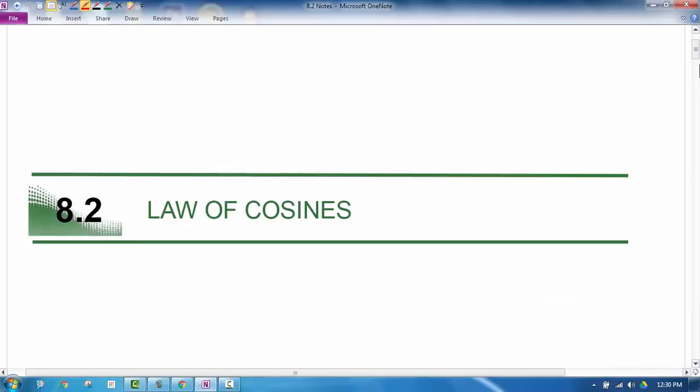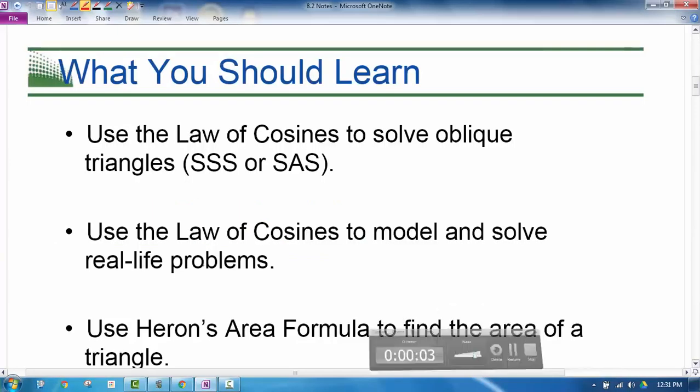Okay, the next section is 8.2 on the law of cosines. We're going to use the law of cosines to solve oblique triangles in the case of side, side, side, or side, angle, side. If we don't have these, we're going to have to use the law of sines first to get more information. But we can do that as well, as you'll see in the homework. We'll do this to solve real-world problems, and we'll use Heron's formula.